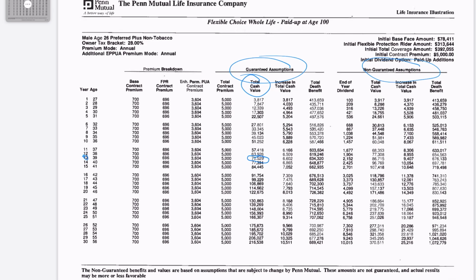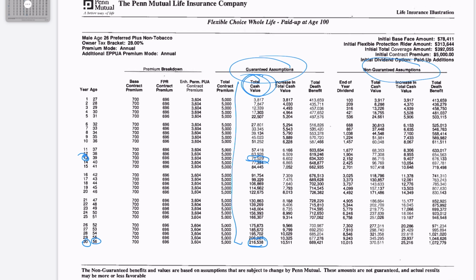And to further prove my point on this, I want to look at year 30, age 56 of the insured. And again, look at the total cash value column. What we see is $216,538 being the projected guaranteed cash value in the policy. Now, we already know that come year 13, this $70,529 is wrong. The actual amount of guaranteed cash value in there is going to be double or a little more than double.